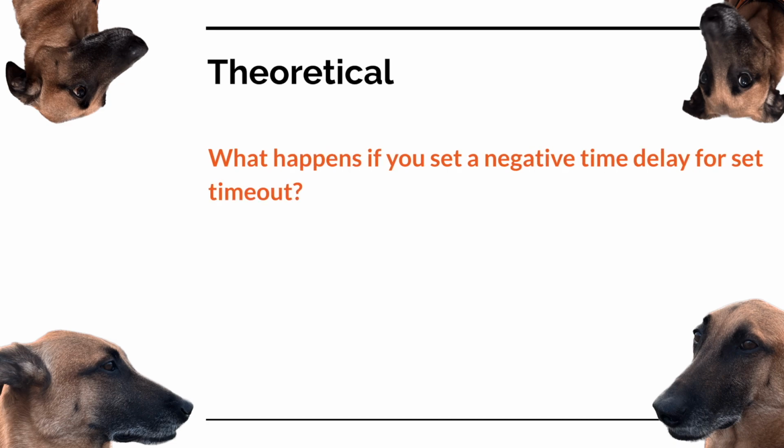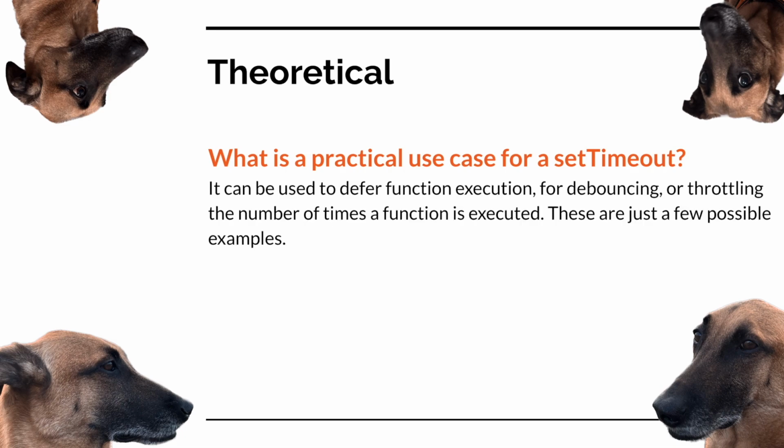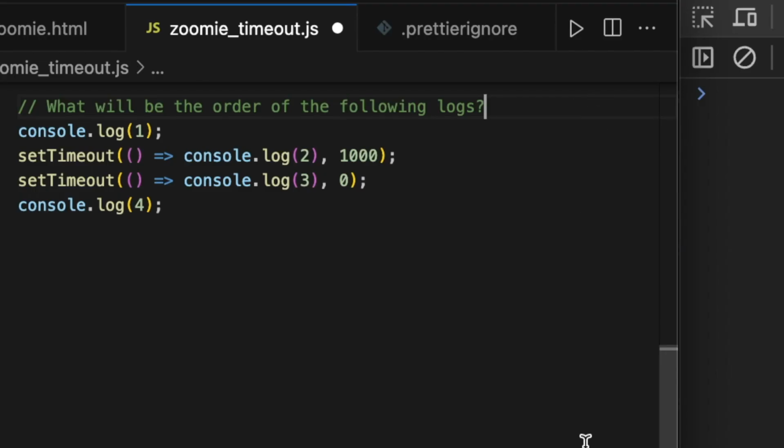On to the next question. What happens if you set a negative time delay for setTimeout? Well, it would be treated as a 0. And finally, what is a practical use case for setTimeout? It can be used to defer function execution, for debouncing, or throttling the number of times a function is executed. Now, these are just a few possible examples. On to some coding questions.